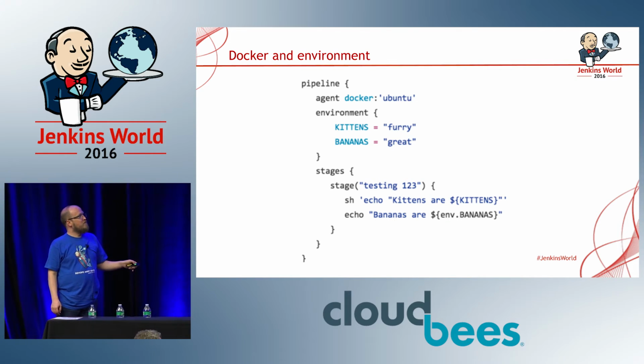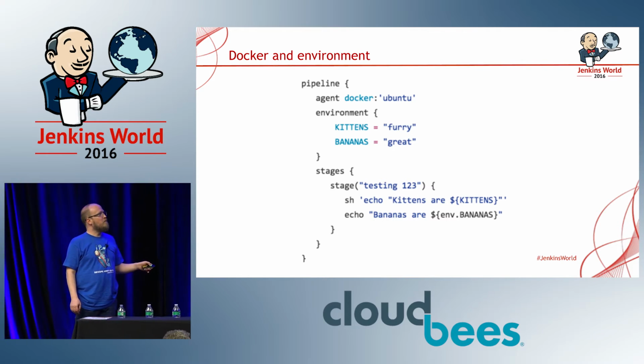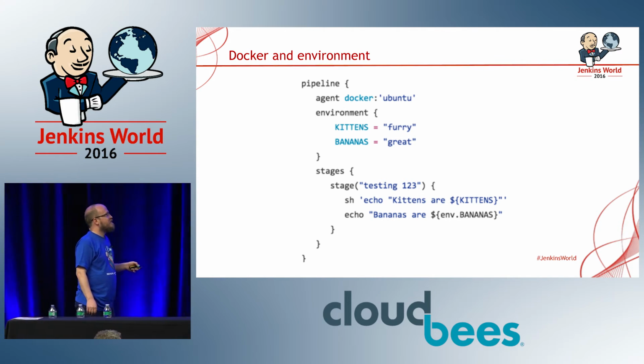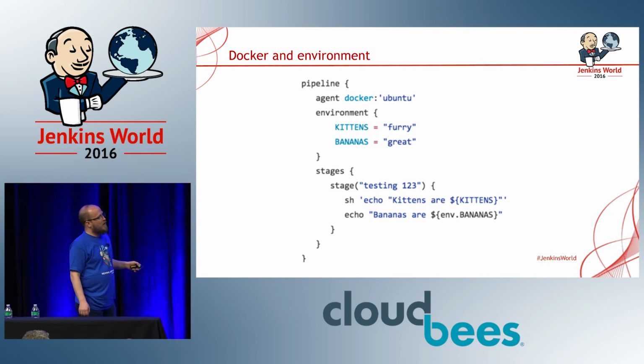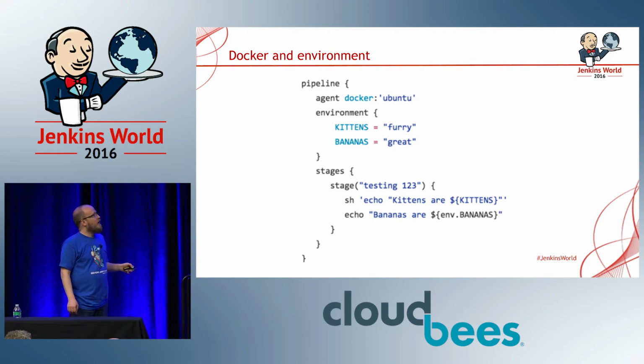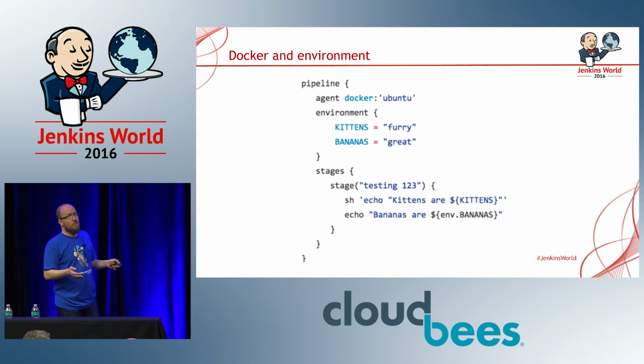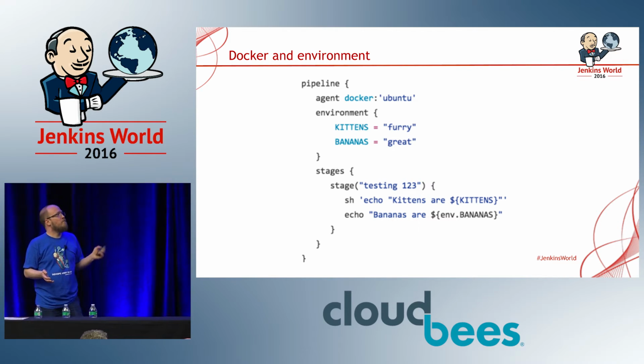I'm setting those two environment variables, that kittens are furry and bananas are great. I could have done it the other way around, but bananas aren't actually furry, I hope. And then in the stage, I'm running a shell script, and within the shell script, we've got the environment variable kittens. And within the echo step, we can get at the environment variable while we're still in the pipeline script with env.bananas. So again, simplistic, but it works. And I like things that work.